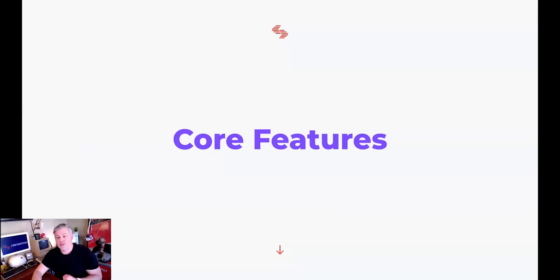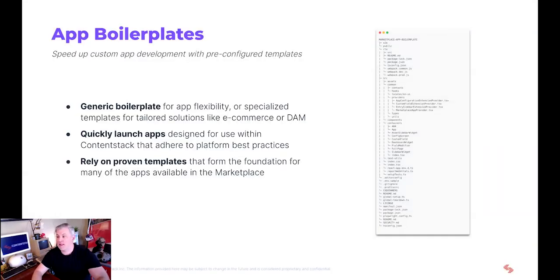So let's talk some core features. This is what we've been talking about a little bit, right? In terms of really these app boilerplates. We are launching with these, so you can go in and really do either a generic boilerplate or if you're building something like an e-commerce connection or asset management, we have boilerplates there as well. And these are all designed with our best practices in mind and with documentation behind them. So they're very straightforward to deploy and customize. And then it's really a template that you can use to start building, launching, deploying these apps quickly.